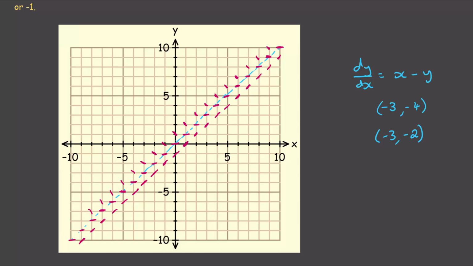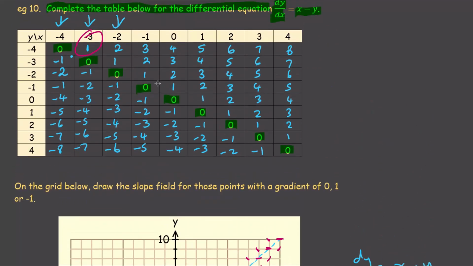So we'll just finish that off. And there we have it. And of course, it's much more difficult to draw other gradients. How are you going to tell the difference between a gradient of 8 and 7 on something you're sketching? So you wouldn't be asked to draw all of the points.